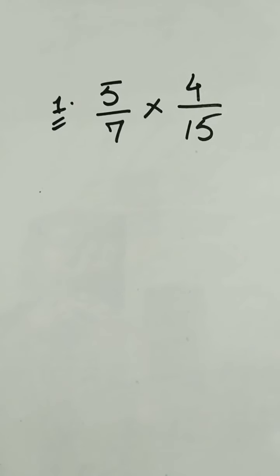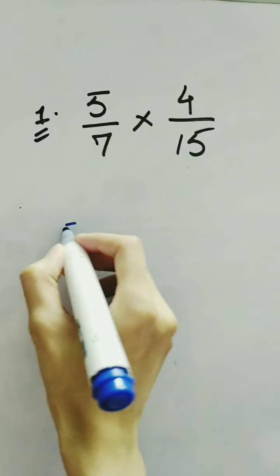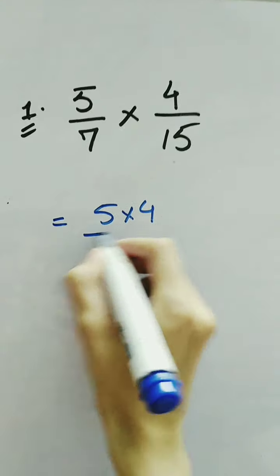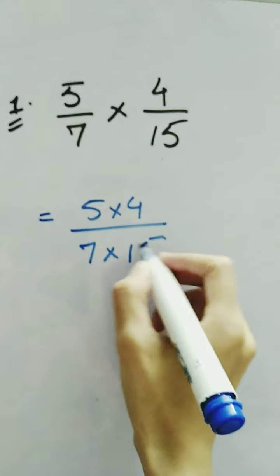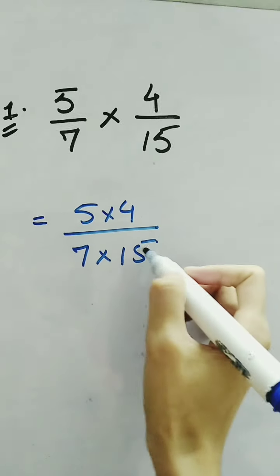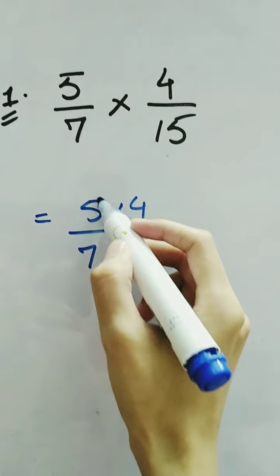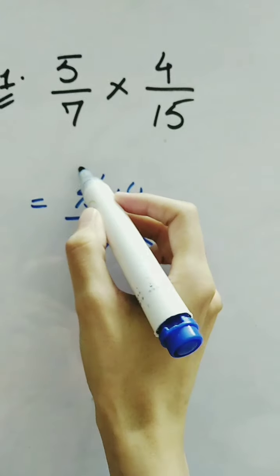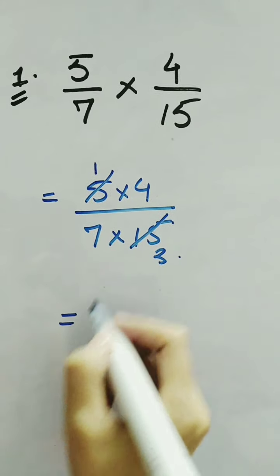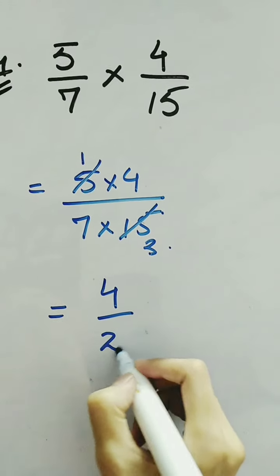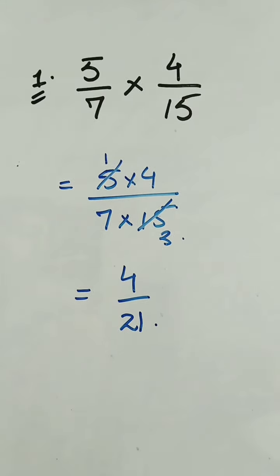Now look at a question in which two fractions are multiplying with each other. It means that we can write them as 5 into 4 divided by 7 into 15. Now they both share the same denominators, so we can cancel out any number with any given denominator. As we know that 5 is a factor of 15, we can cancel out 5 and 15 in order to reduce this whole fraction. Now we have 4 over 21, which cannot be further reduced, and this is our answer of the given fraction.